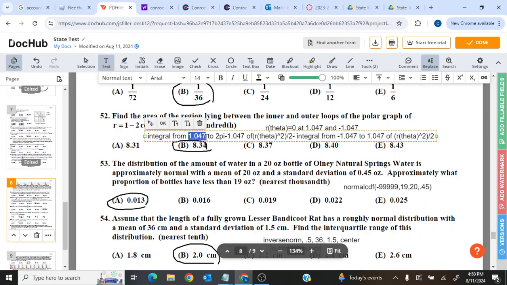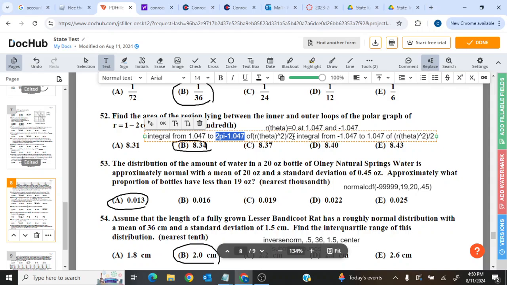So 1.047 to 2 pi minus that point, or in other words, the entire circle will go from 2 to 2 pi. So this basically includes everything that's not that. So once you do that, you do the area of a polar equation, which is r of theta squared over 2, integral of r of theta squared over 2. And then that'll get you the area of your outer loop, and you have to subtract the area of your inner loop.